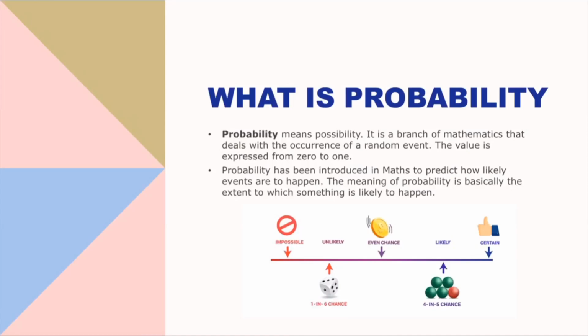So if you observe this image carefully, you can see that this shows the probability scale from impossible to certain. So it starts from impossible, then unlikely, then even chance, and then likely, and then we have certain.